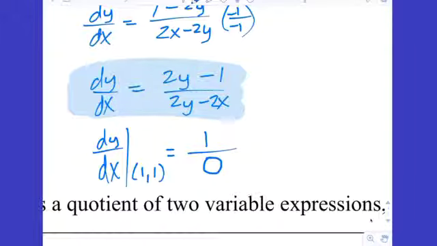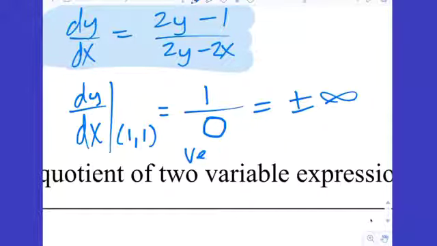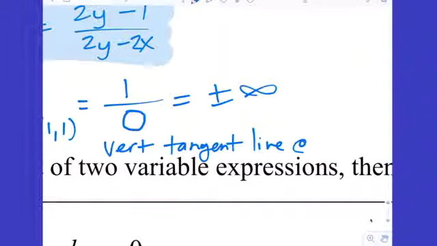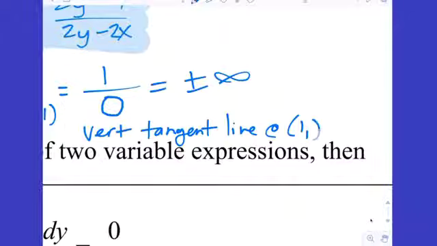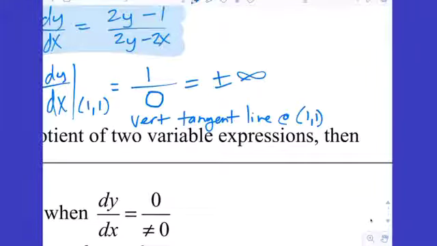Why, though? Well, if you were to graph the derivative, you would have a vertical asymptote there, which means what? What does 1 over 0 really mean? It means some type of infinity. Right? 1 over 0 means vertical asymptote. The graph is going to force the values to infinity or negative infinity. So if your slopes, dy dx, are approaching infinity, what type of tangent line do you have there? You have a vertical tangent line. Good. A vertical tangent line at the point (1, 1).